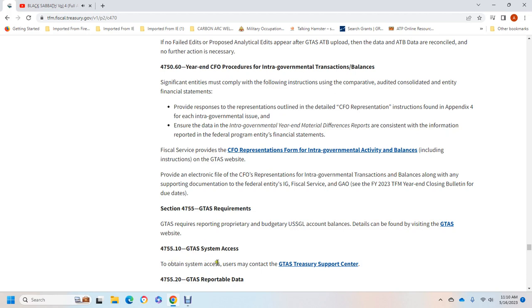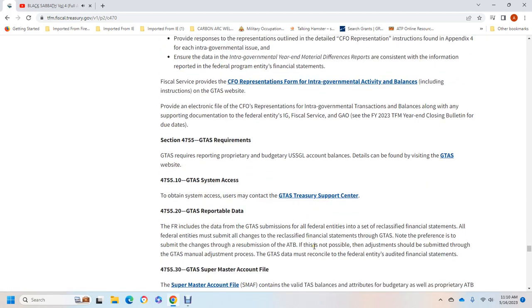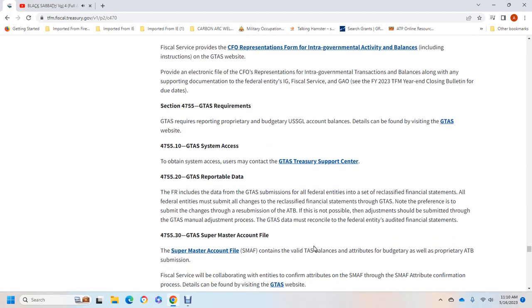For GTAS system account access, users should contact the GTAS Treasury Support Center. GTAS reportable data: the financial report includes the data of the Government-wide Treasury Account Symbol submission. All federal entities with reclassified financial statements must submit all the changes of the reclassified financial statements for the Government-wide Treasury Account Symbol.